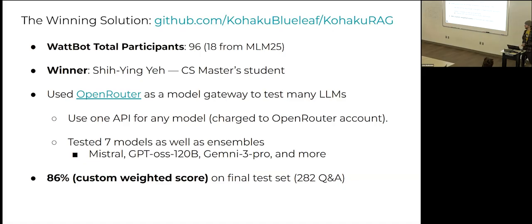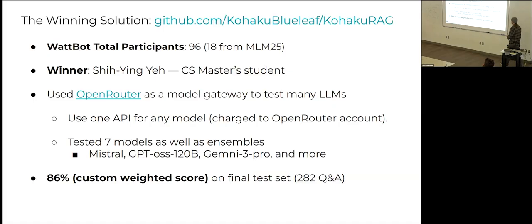All right. So we ran that competition for 3 months last fall. It was open to the public. We also had 20 people at UW-Madison competing. The winning solution, I think we had 96 participants total, was a gentleman named Shi Yang Ye, who's a CS master student. And he used Open Router. Is anyone here familiar with Open Router?